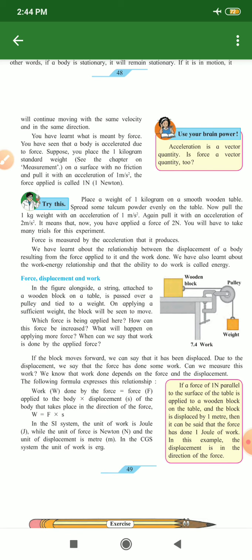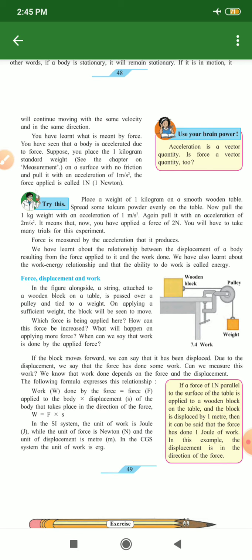We have learned about the relationship between the displacement of a body resulting from the force applied to it and the work done. We have also learned about the work energy relationship and that the ability to do work is called energy. Okay, we have learned about this. Now, let us see what we mean by force, displacement and work. In the figure alongside, a string is tied to a wooden block on a table, is passed over a pulley and tied to a weight. On applying a sufficient weight, the block will be seen to move.